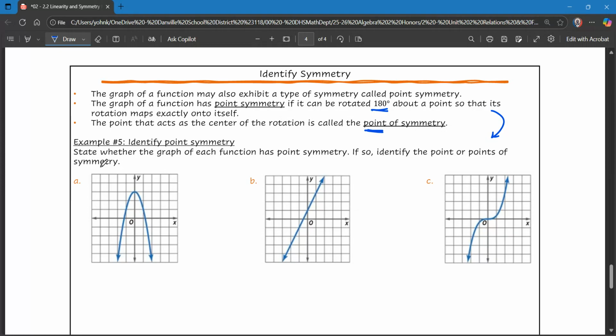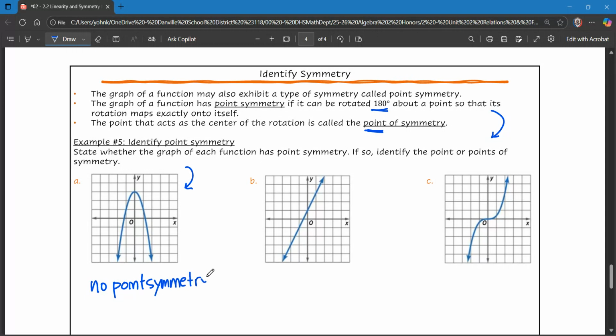If you were to try to put a dot somewhere on the curve, would you be able to rotate the picture 180 degrees and have it still be facing down? The answer is no. If you were to take your paper and physically turn it upside down, it's not going to be a downward shaping parabola anymore. It's going to be an upward shaping. So this one has no point symmetry.